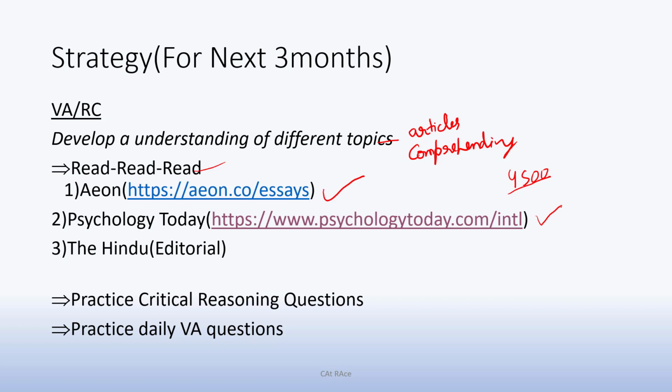Follow these two. Read daily articles from here. You must read 1 or 2 articles daily from Psychology Today. It has very small articles, so you can easily read 2 or 3 articles in 15 to 20 minutes. You can also read 1 or 2 articles from The Hindu editorial. That will not only help in your understanding of different topics, but it will also help in general awareness. You will be aware of the different happenings around the world.